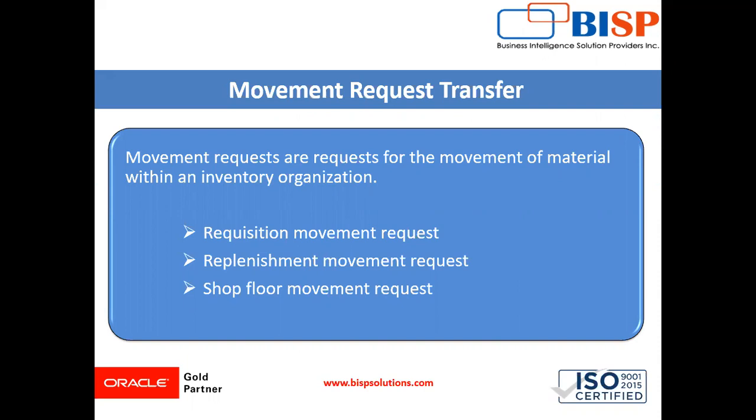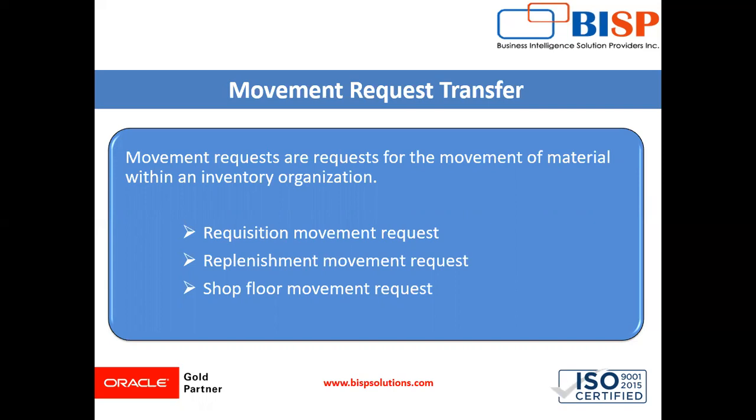In the enterprise, we have multiple inventory organizations. Within an inventory organization, we have multiple subinventories. So you can transfer the item, the material, from one subinventory to another subinventory, right? So this is the movement request.